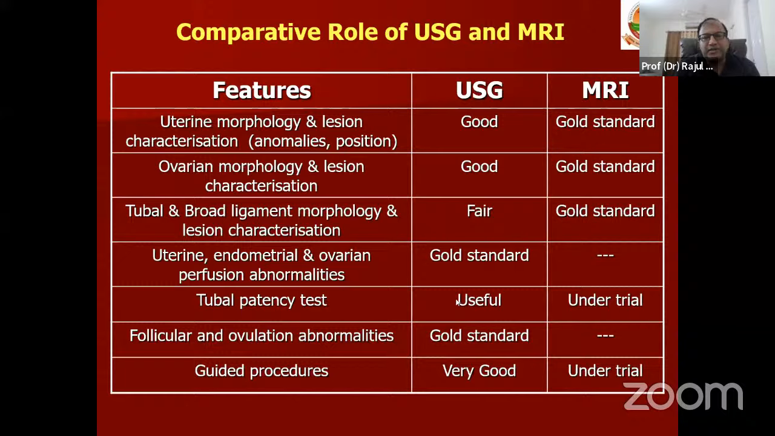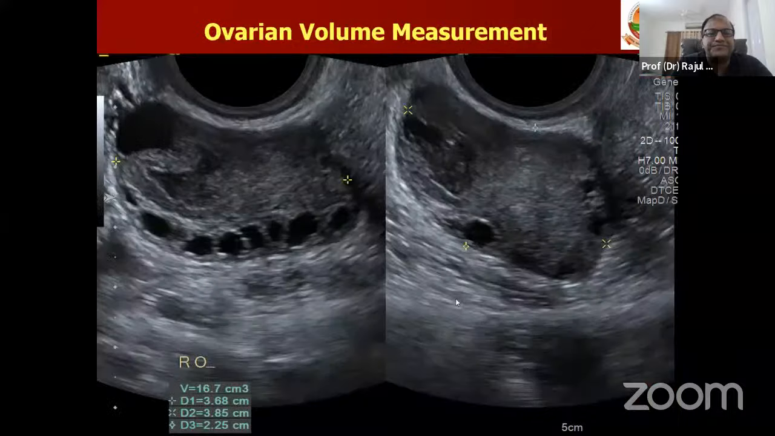The tubal patency test is usually performed with ultrasound. However, some research papers show that it can be performed with MRI as well. Follicular and ovulation abnormalities are easily assessed, and ultrasound is the gold standard. And for practically all guided procedures, ultrasound is really very good, and certain procedures are still being done by MRI at very few centers all over the world.